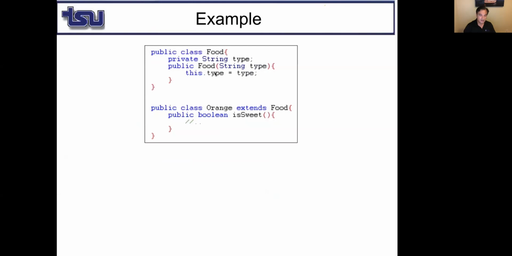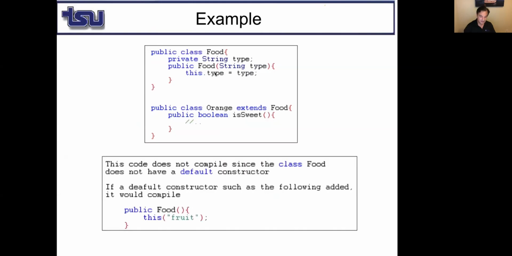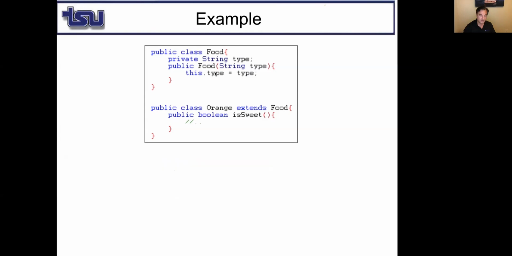So let's talk about this here. What does this say? Okay, let's be careful with this. Public class Food. This has a constructor, right? Is Java going to put a default constructor for me, just like this, Food? Java is not going to do that. Why? Because I already have a constructor.